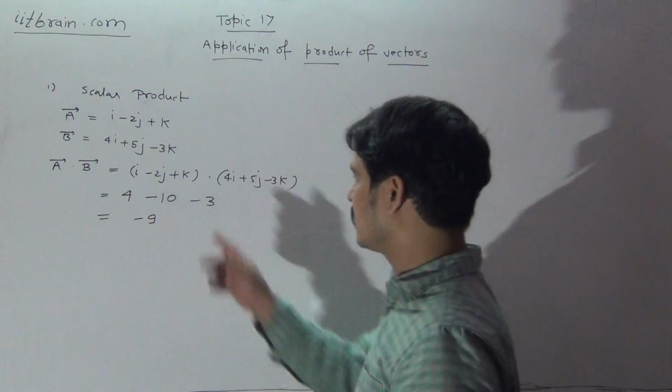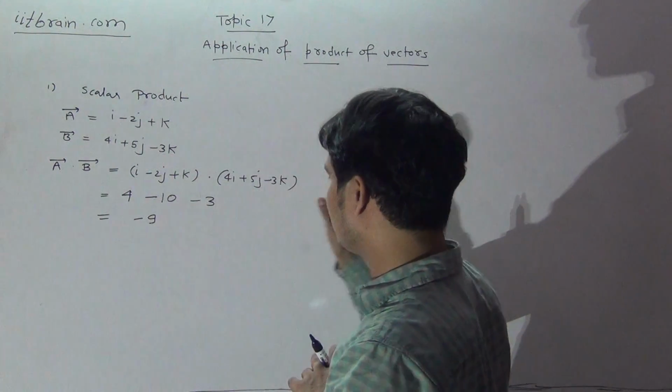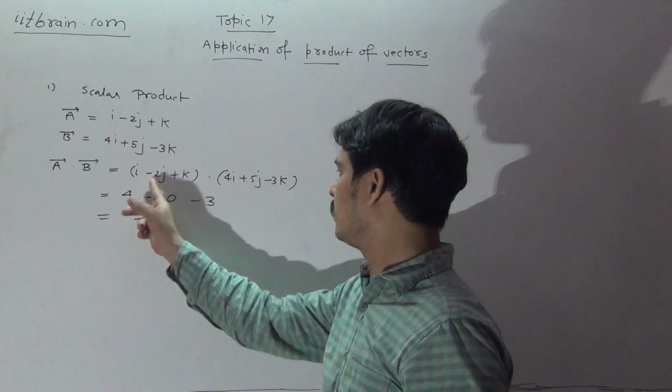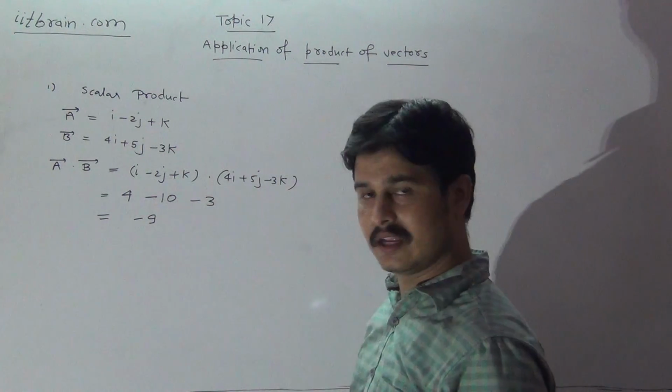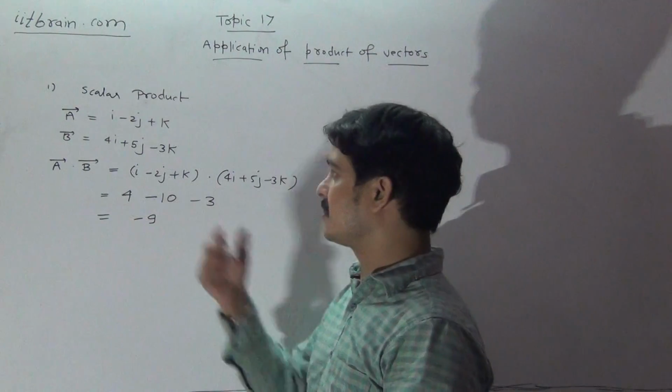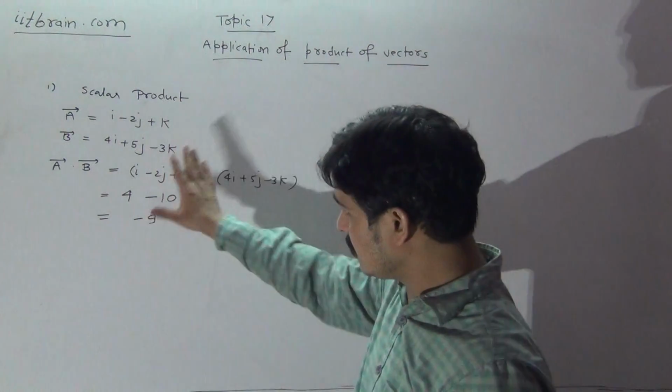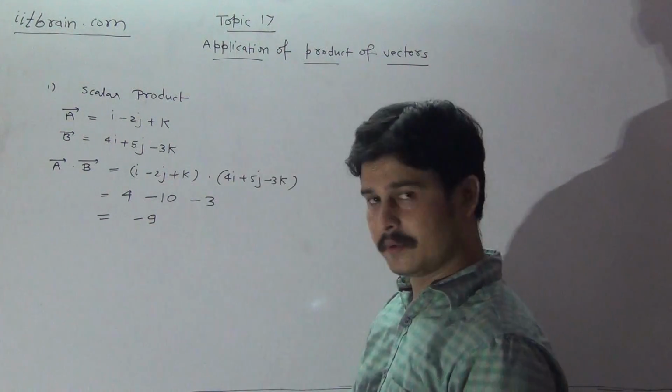i minus 2j plus k is the first vector. 4i plus 5j minus 3k is the second vector. It is 4 minus 10 minus 3. It is minus 9. a dot b is minus 9. So the dot of two vectors is a scalar number. This is the method to make a dot product between two vectors.